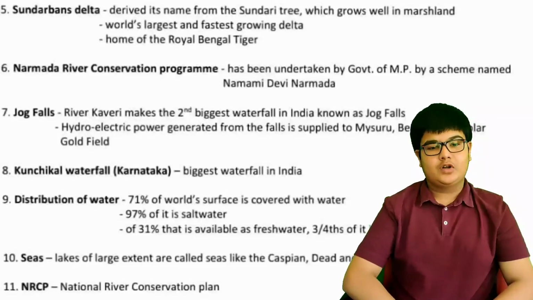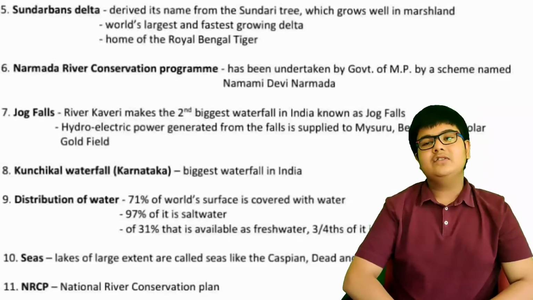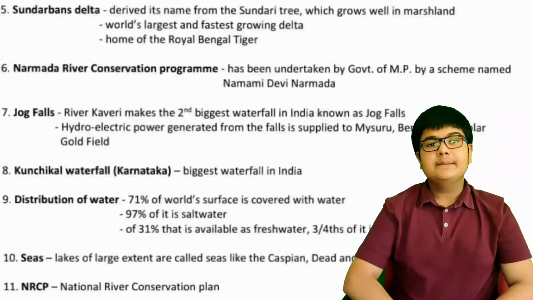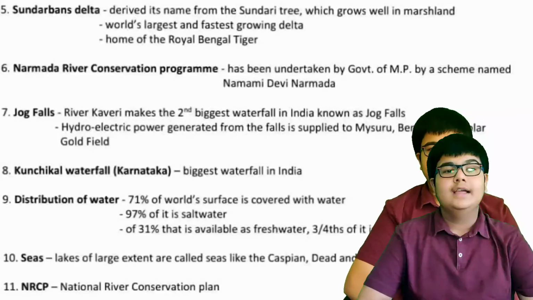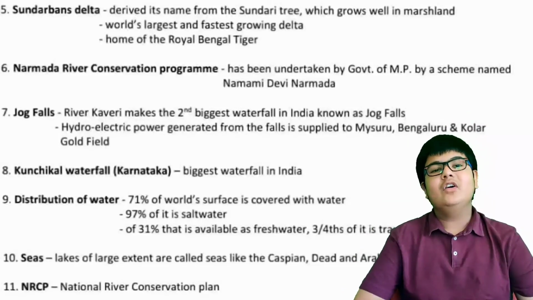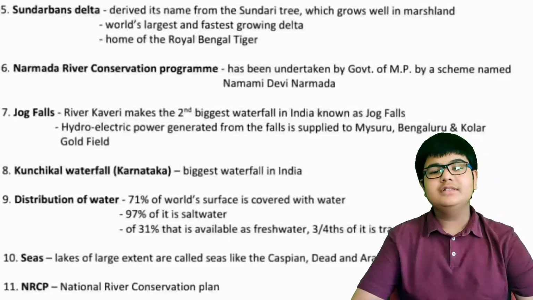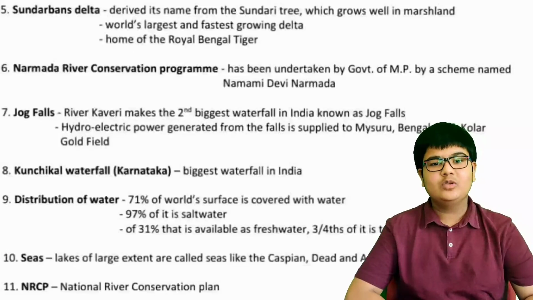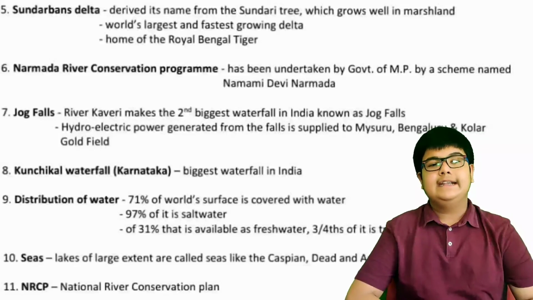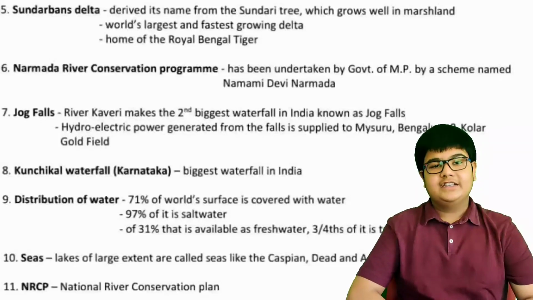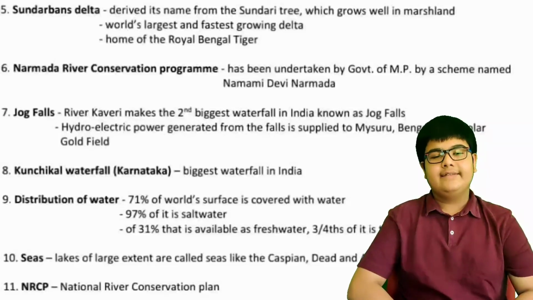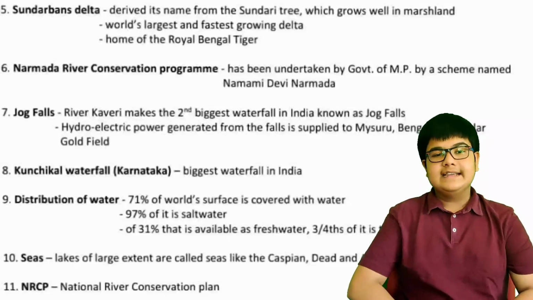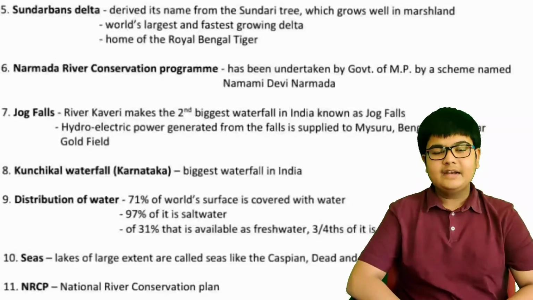Ninth, distribution of water. So as you know, 71% of the earth's surface is covered by water, but 97% of this water is salty and we cannot use it. But of the 3% of this available water as fresh water, 3/4 of it is trapped as ice. So only 1/4 of this 3% is available to us in the form of rivers and groundwater. Tenth, seas. The lakes of large extent are known as seas, like the Caspian, Dead and Aral seas. Eleventh, NRCP. This is the National River Conservation Plan launched by the government.